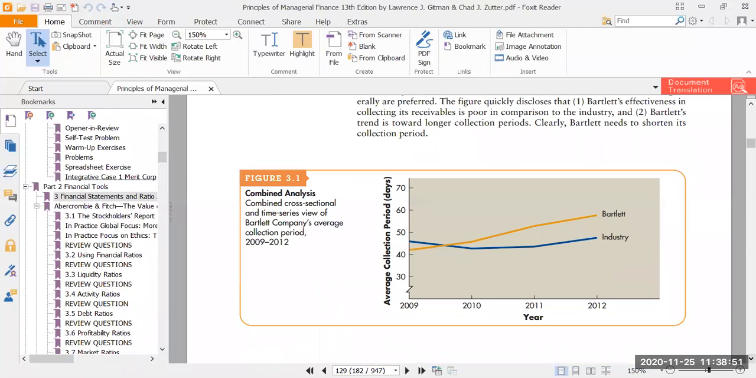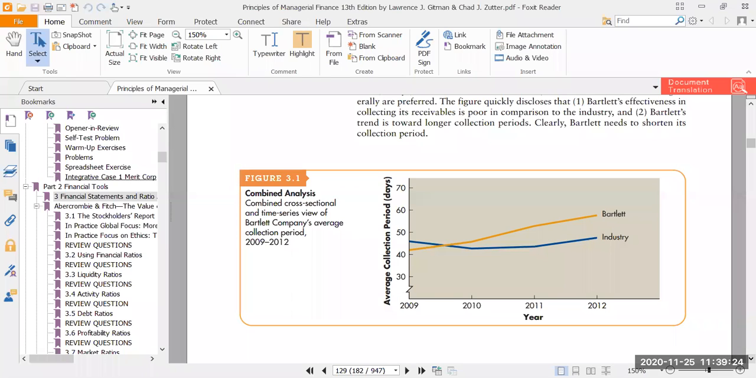This is the combined analysis of the cross-sectional and the time series view of Bartlett Company's average collection period. You can see this is a bar... This is basically a bar chart, right? Is it a line chart or a bar chart? Line chart. Okay, that's good. At least you are awake. This is a line chart.